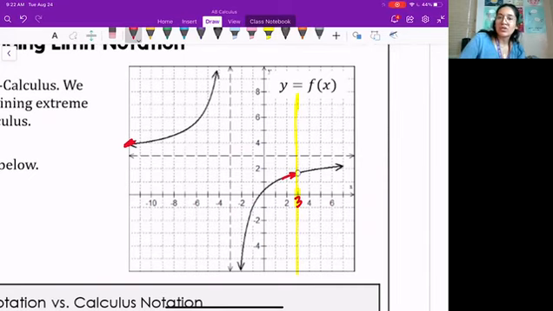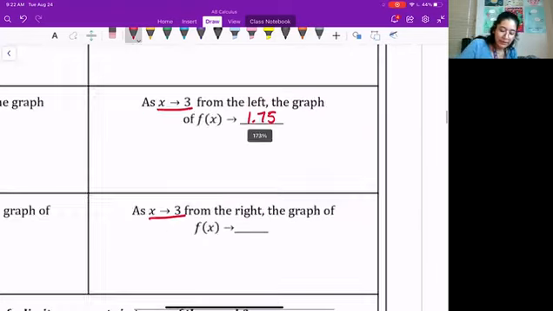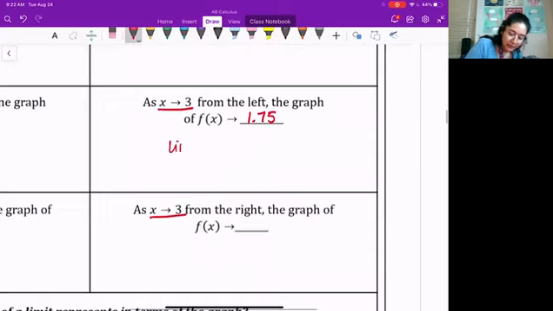Just like yesterday when we were talking about instantaneous rate of change, my delta t was getting really, really close to 0, but it was never actually 0. Same idea here. As x approaches 3 from the left, my y value, f of x, approaches 1.75. Okay, so I can write my limit notation here. The limit as x approaches 3 from the left, from the negative side, for my function is 1.75.